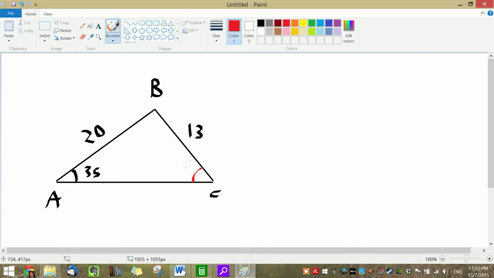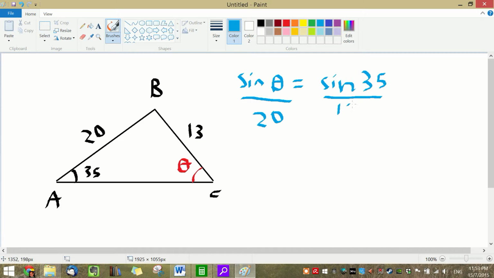This unknown angle, let's call it theta. Okay, so we'll start off. I'm going to use blue color for the working. Sine theta over 20 equals sine 13 over 30. What am I doing? Sine theta equals sine 35 over 13.